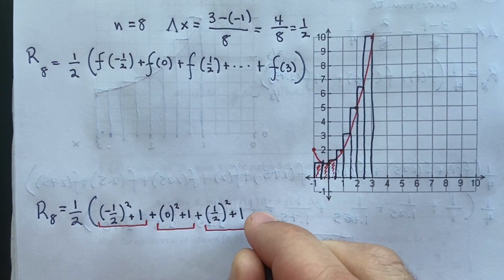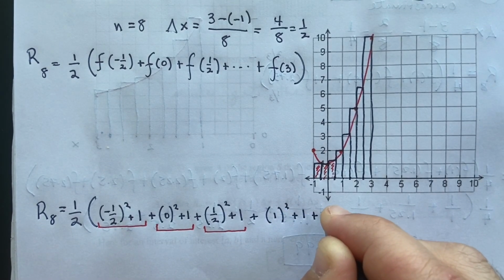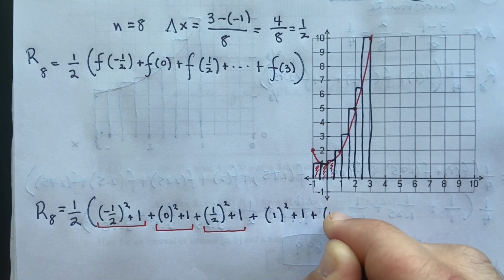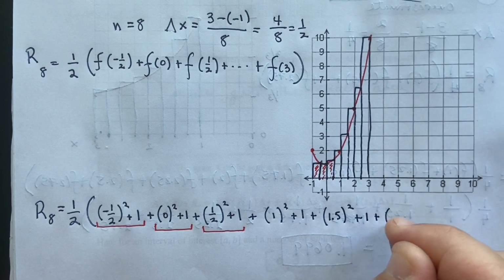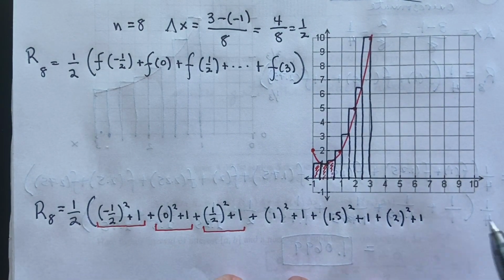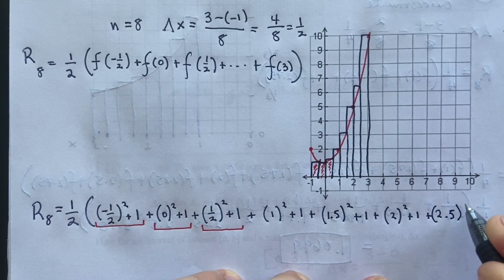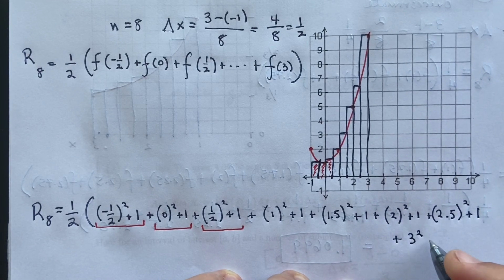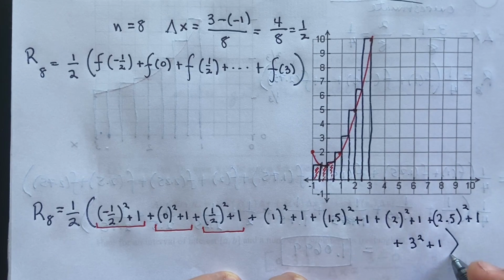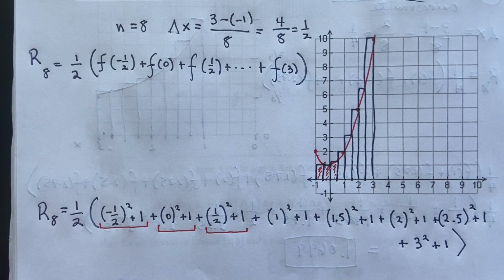So we would keep going and say, okay, 1 squared plus 1, plus, I'll just switch to decimal, 1.5 squared plus 1, plus 2 squared plus 1, plus 2.5 squared plus 1, plus 3 squared plus 1. So all of that is going to be multiplied by 1/2. I'll enter all that in my calculator now.